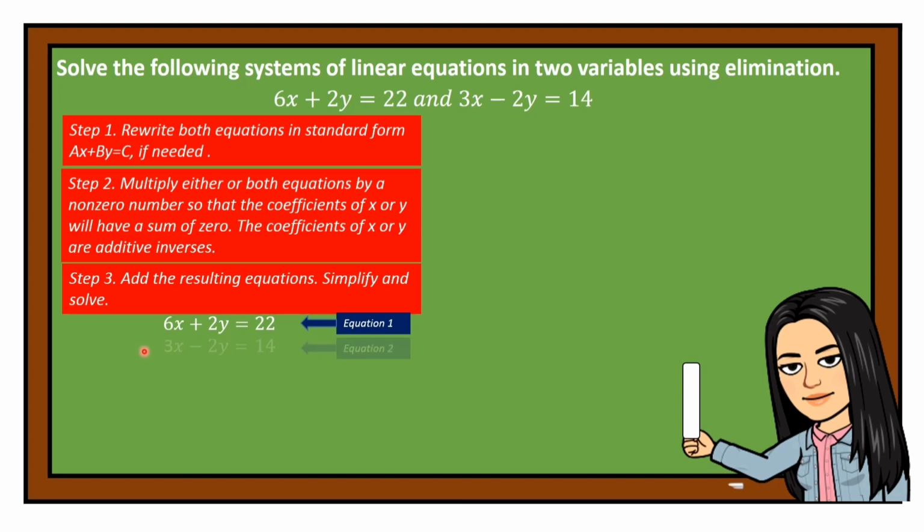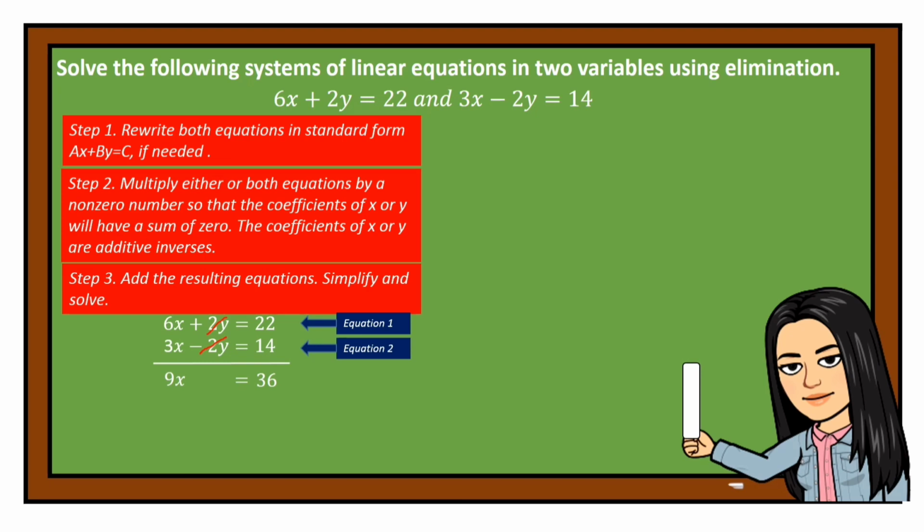So, ang equation 1 natin ay 6x plus 2y equals 22 at ang equation 2 ay 3x minus 2y equals 14. So, i-add daw natin. So, we have here 6x plus 3x equals 9x. And then, 2y minus 2y, so that will be equal to 0. So, pwede na natin i-cancel ang positive 2y at negative 2y. Copy the equal sign, 22 plus 14 is equal to 36.